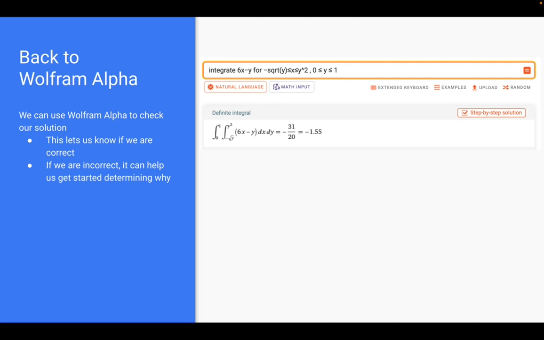Again, however, if we used this from the start, we wouldn't have gained any insight into the process or improved our understanding of the steps. So in Wolfram Alpha, we integrate the function based on the bounds that they give us. And the solution that it provides is negative 31 over 20. So our solution matches with Wolfram Alpha's. That's great. We understood the steps and we applied those and calculated the integral correctly.